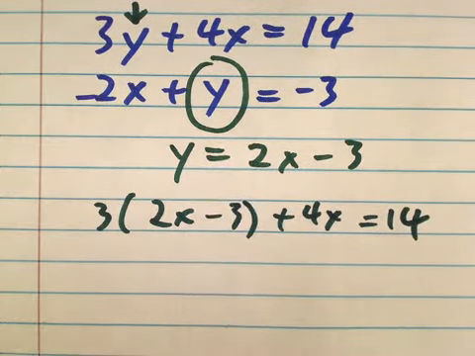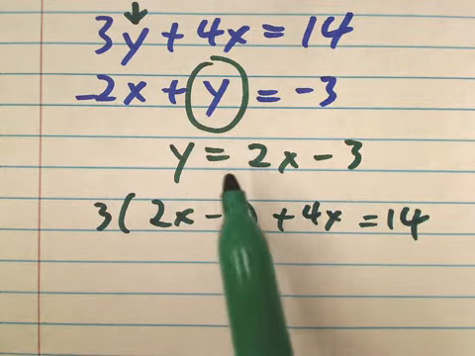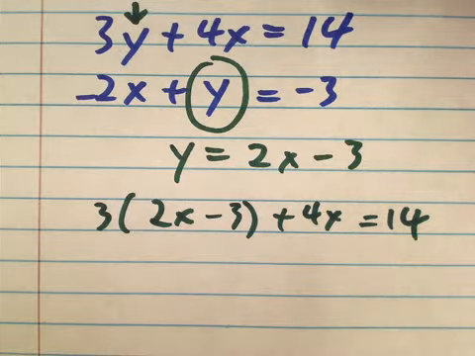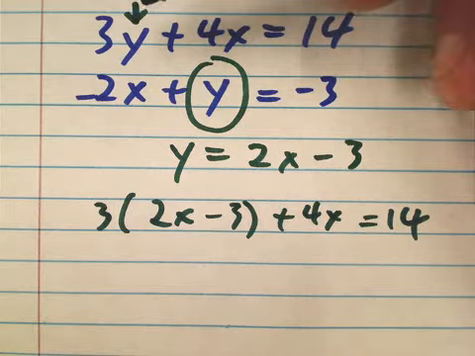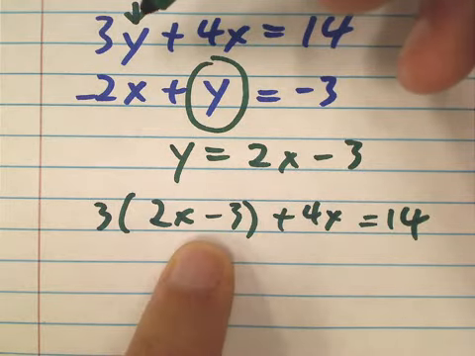Okay, so again, to reiterate what I did, I solved for this y and got y equals 2x minus 3. And then I went to the other equation and replaced y with that. So instead of 3y plus 4x equals 14, I replaced the y with what it equals, 2x minus 3.